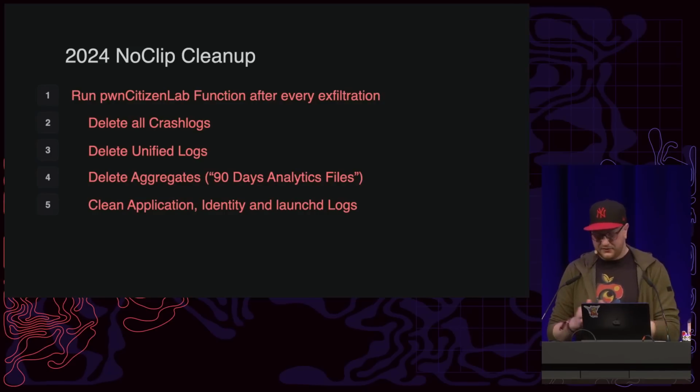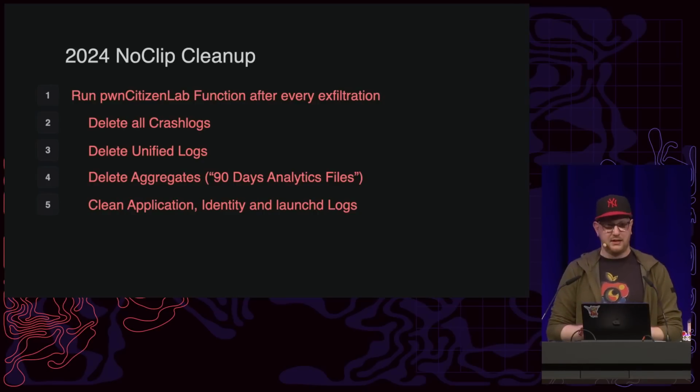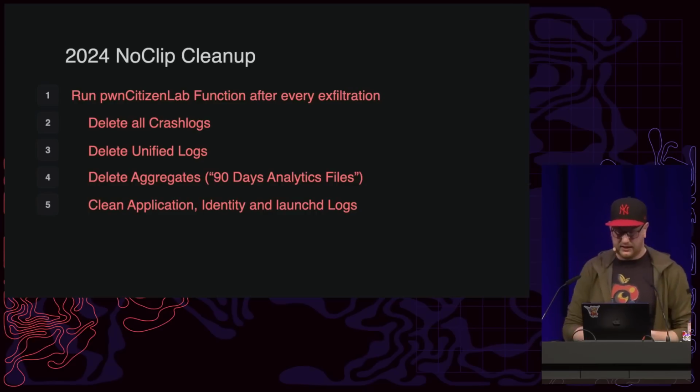And after every single step of data exfiltration, they would delete every single crash log, delete all unified logs, delete aggregates, clean application identity, and launch dlogs. And this is after every single step of exfiltration. I counted it. I think this method is called 14 times. So there is a lot of cleanup activity going on, which is probably a way to detect this specific sample itself if you can access that data.